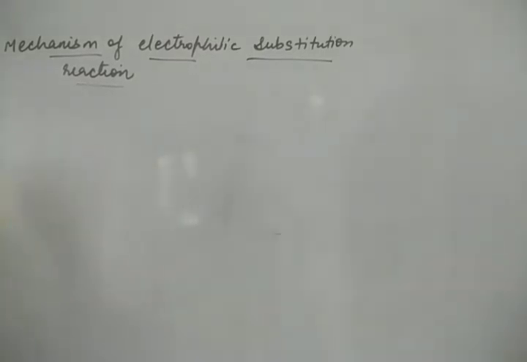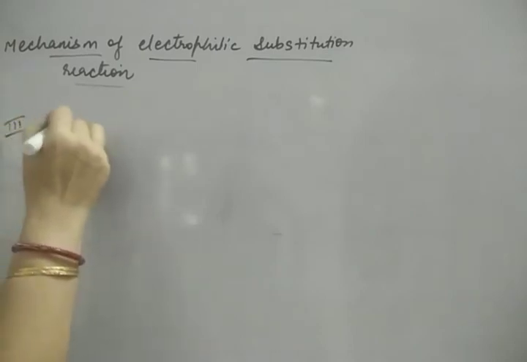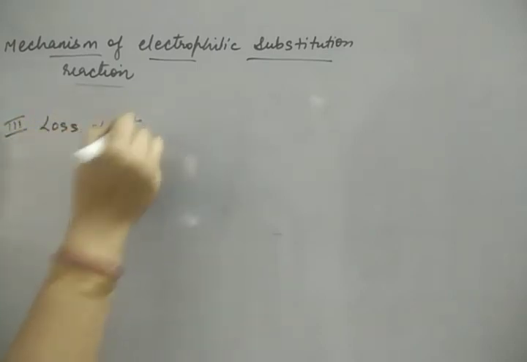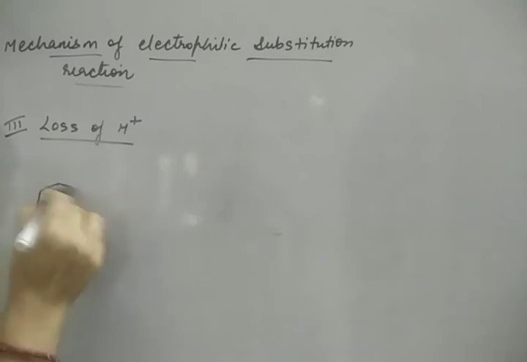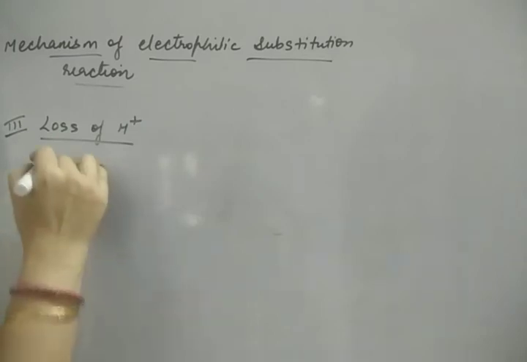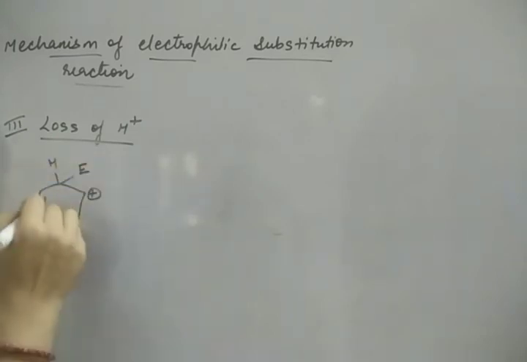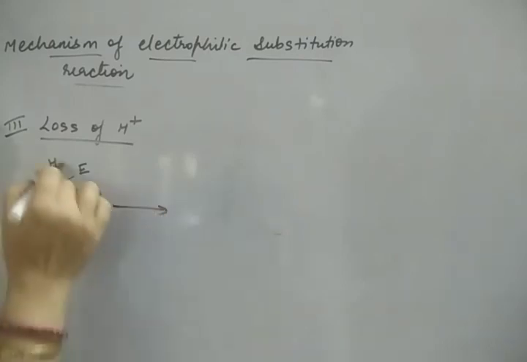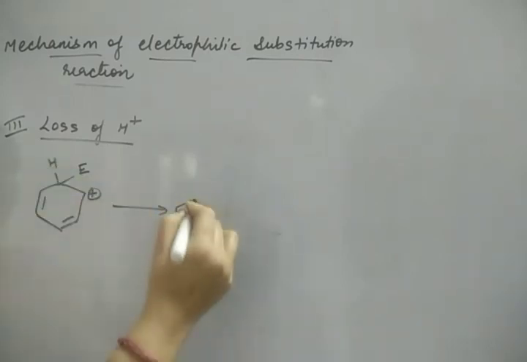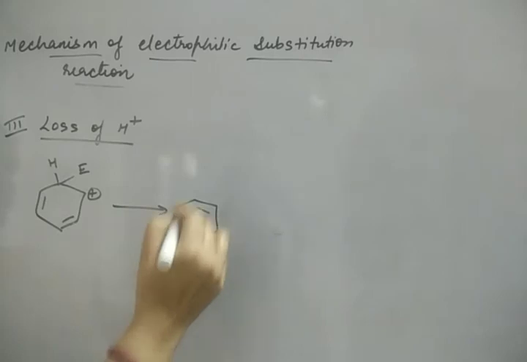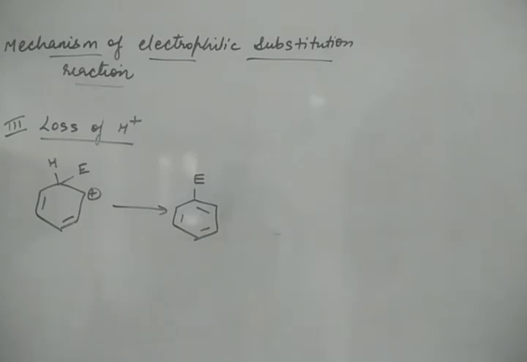Now the final step: the intermediate is formed. Now there is loss of H+ from the intermediate. So suppose this is my intermediate. Now from this, H+ will be lost, H here and plus here, and again there will be formation of a double bond and I will get my product. So this is the substituted product. This is how your electrophilic substitution occurs.